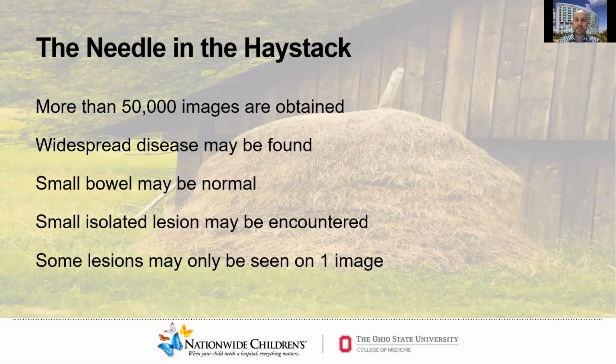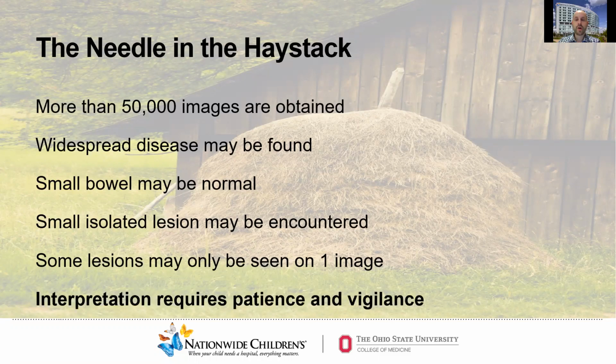There are more than 50,000 images obtained in a single capsule study. In some cases, widespread disease is found, and the pathology is readily noticed. However, sometimes a small bowel may be normal. A normal video capsule endoscopy study is very difficult to read because it takes a tremendous amount of patience. Sometimes small isolated lesions are encountered and every image has to be examined. In fact, some lesions may only be seen on one image. So interpretation requires patience and vigilance.